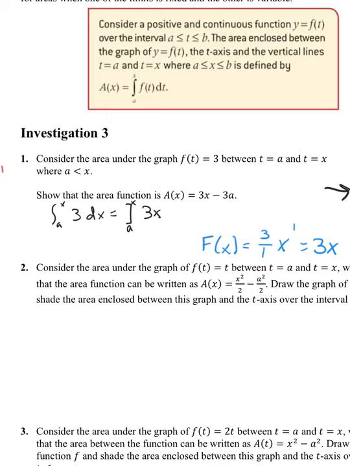We undid the 3 by dividing by 1 and then doing x to the first power, and that's what this looks like. Then, in order to calculate the area, which is what this part up here is saying, you substitute in the two values. In this case, the values are x and a. So we would say 3 times x, and then subtract 3 times a. You do the upper bound minus the lower bound.